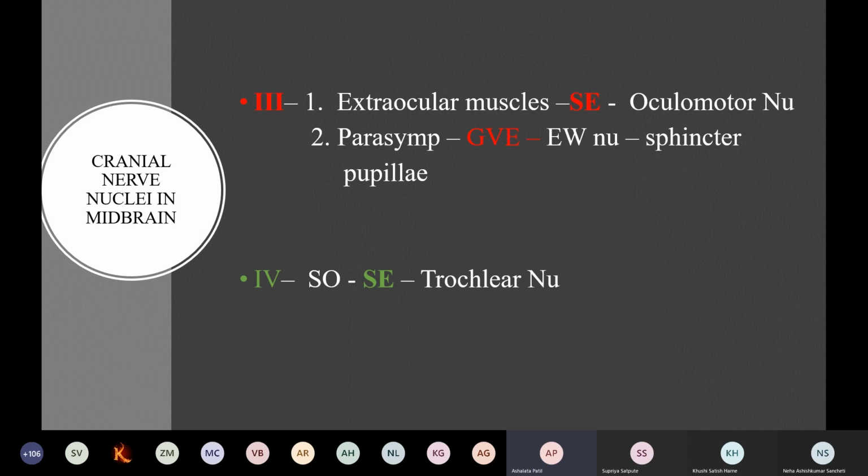The third nerve supplies all the extraocular muscles except the superior oblique and lateral rectus, so that is the oculomotor nucleus. This also carries preganglionic parasympathetic fibers, that is the Edinger-Westphal nucleus, where these fibers relay into the ciliary ganglion. And the short ciliary nerves will supply what? The sphincter pupillae and the ciliaris muscle. So that is the parasympathetic component. And the fourth nerve again is purely motor, so it is the somatic efferent component, the trochlear nucleus.